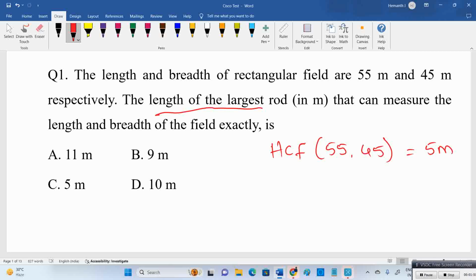So why not 11, sir? If I take 11, I cannot measure 45 exactly. 11 fours are 44, so 45 cannot be measured exactly. So what is the largest length that can be used? The largest length of the rod used to measure this exactly is 5 meters. It is an LCM and HCF concept. They didn't mention LCM and HCF in the question, but still we need to apply it.